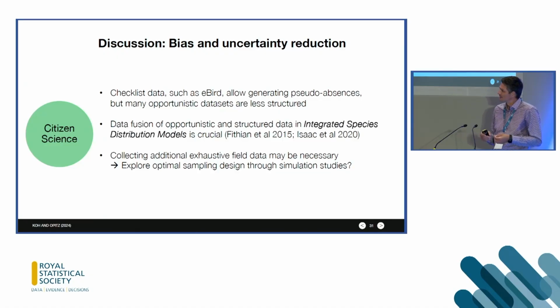There are also some cases where we have only opportunistic data. In those cases, it might be necessary to collect additional exhaustive field data, which is very costly. And so it could be interesting to use Bayesian hierarchical modeling to explore how we could do optimal sampling designs through simulation in those cases.